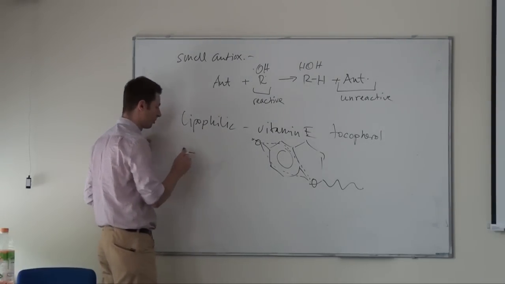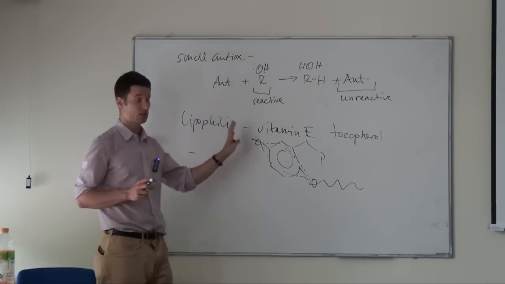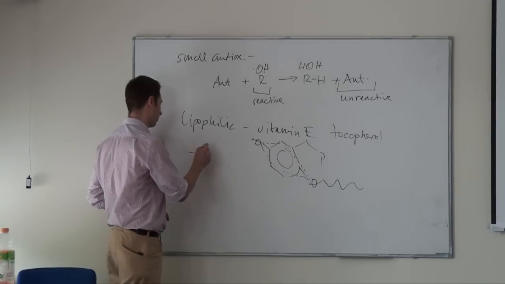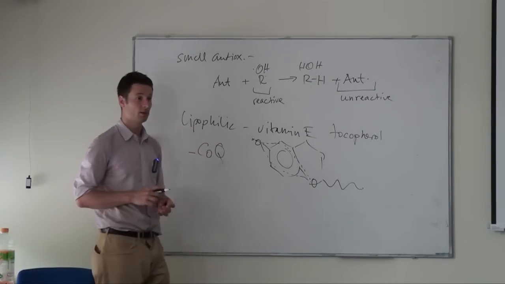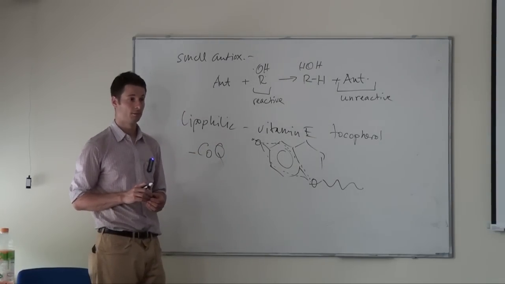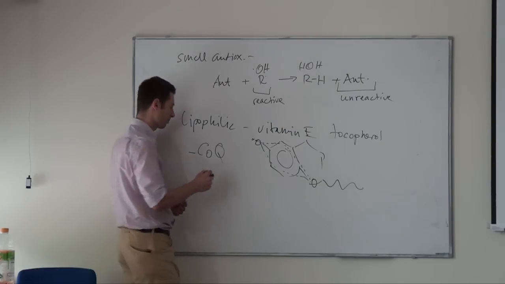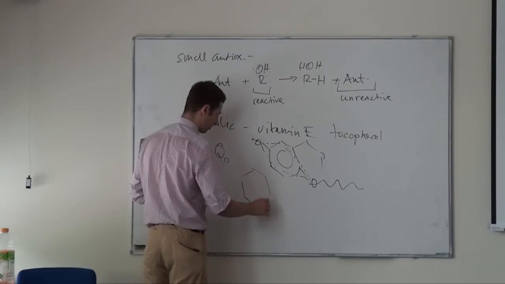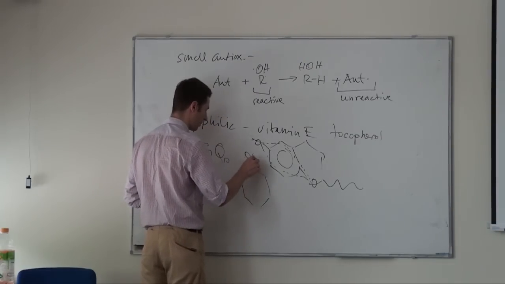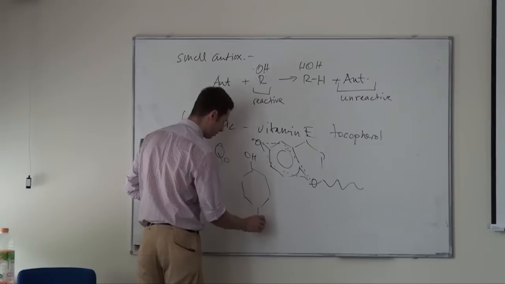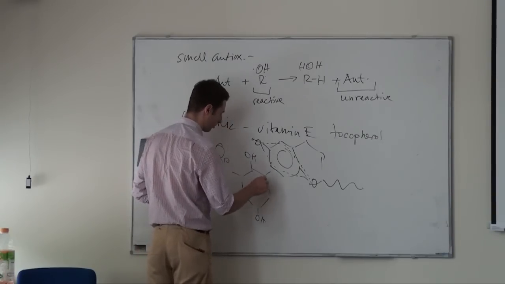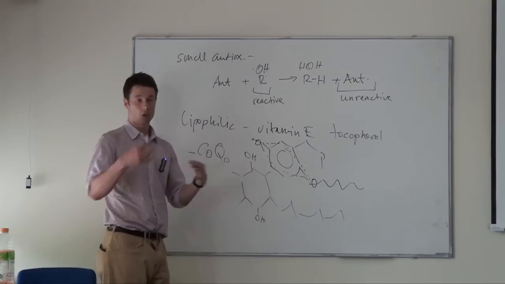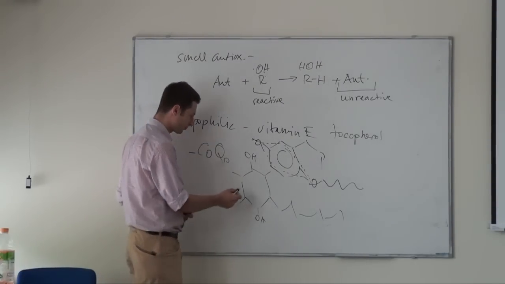The other important and, in a way, similar antioxidant that people don't mention very often, although some people do, is coenzyme Q or ubiquinol. Where is coenzyme Q? In the respiratory chain. What does it do there? Transfers electrons. Between complex 1, complex 2, and complex 3, basically.